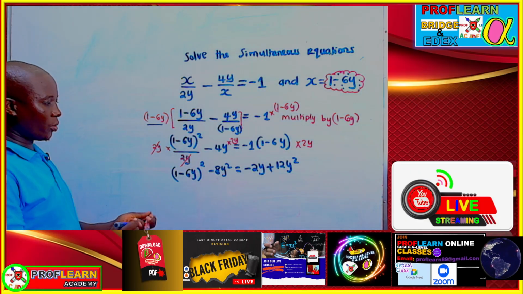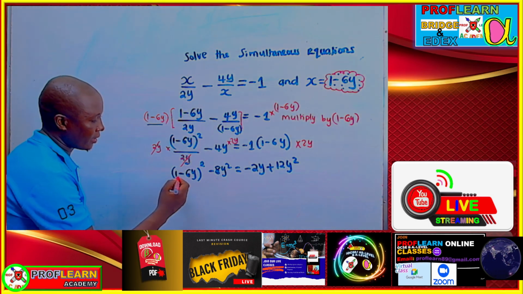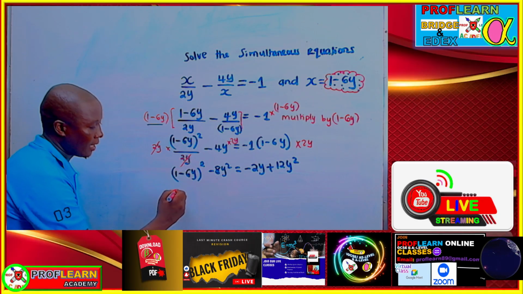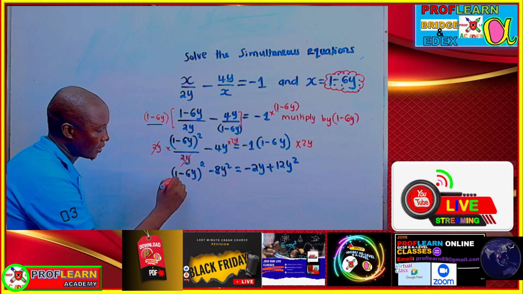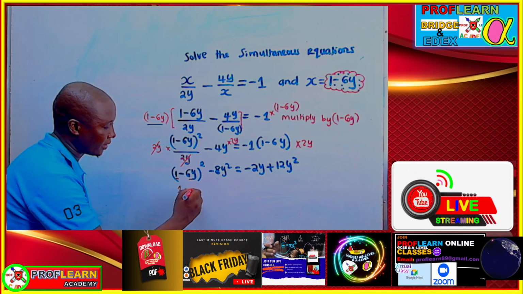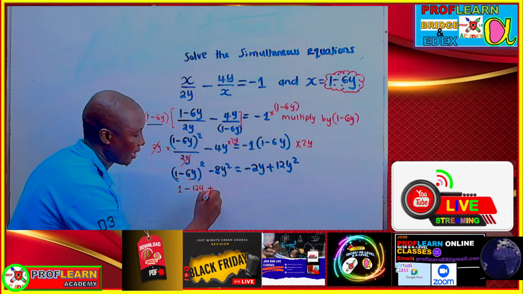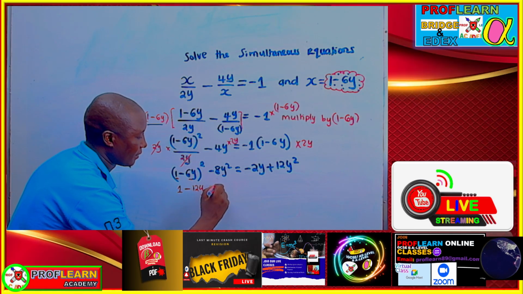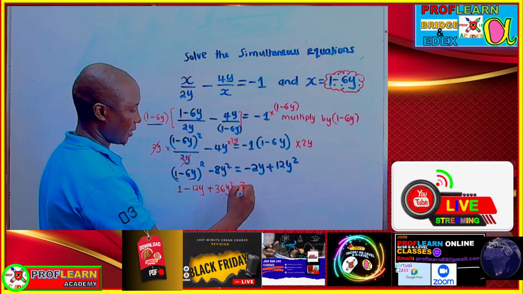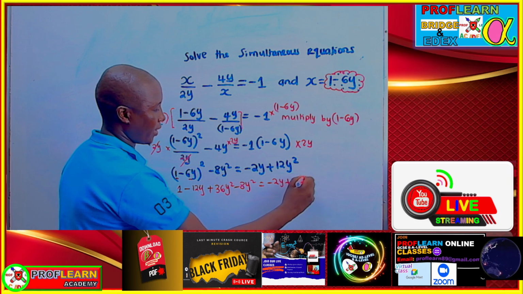So next we are going to expand this part that we have. Whenever you are expanding an expression like this, square the first term, and that is going to be 1. Multiply the first term here and this one. What's the answer? That will be -6 times 2, it will be minus 12y. Square this term that we have there, we shall have plus 36y squared. Then we have minus 8y squared is equals to minus 2y plus 12y squared.